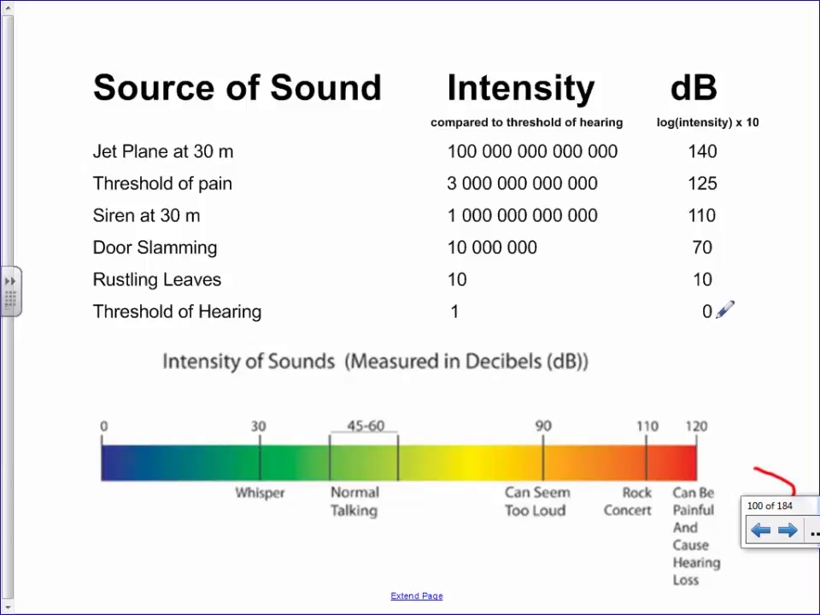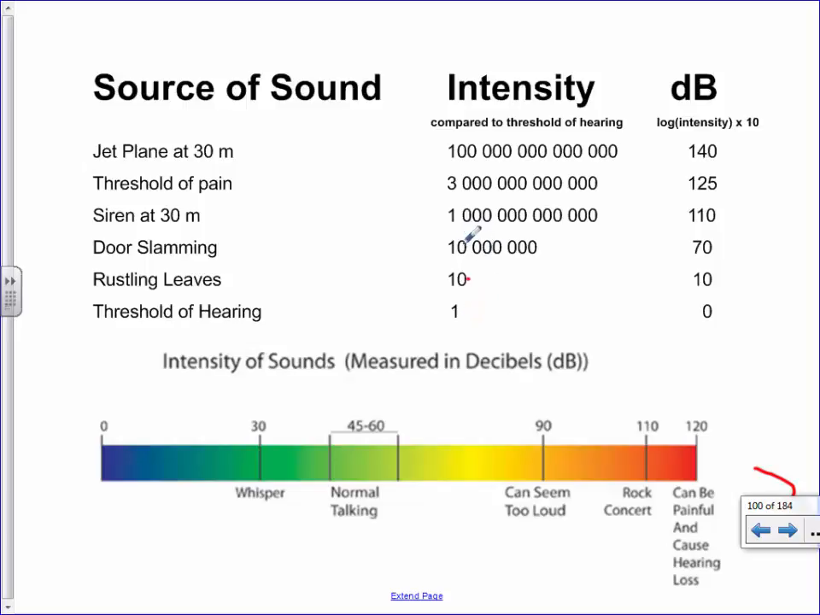Which kind of makes sense, doesn't it? Well, if leaves were rustling in the wind, just very faint, you could hardly hear it, you'd have to say it's 10 times louder than the threshold of hearing. Well, how do you log 10? It would give you the number 1, right? Because there's 1 zero. But then you'd have to times it by 10, hence the 10. Or look at this one here, door slamming. A door slamming is 10 million times louder than basically nothing.